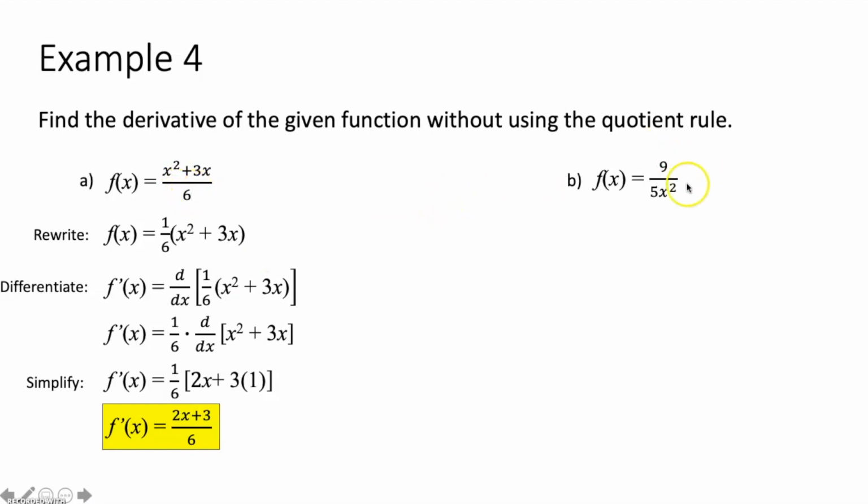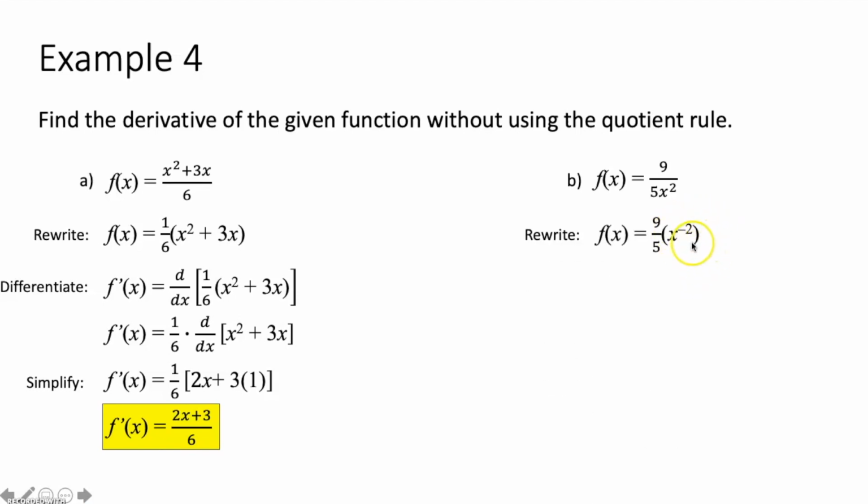Part B, doing the same thing. I am taking the derivative of a rational function, but this time, again, I don't have a variable in the numerator. I just have a constant. Because of that, I can rewrite this so I don't have to use the quotient rule. I'm going to rewrite this function as 9/5 times 1 over x squared. Or instead of 1 over x squared, better yet, I can use x to the negative 2nd power.